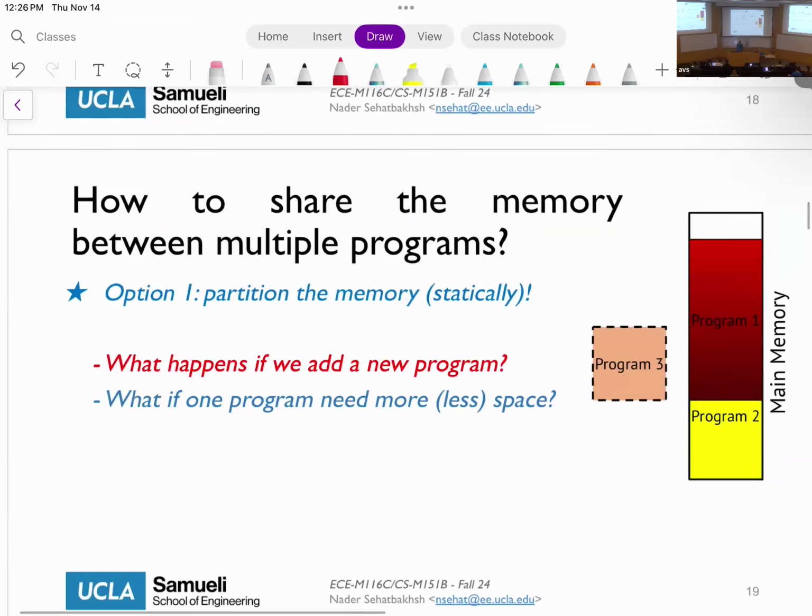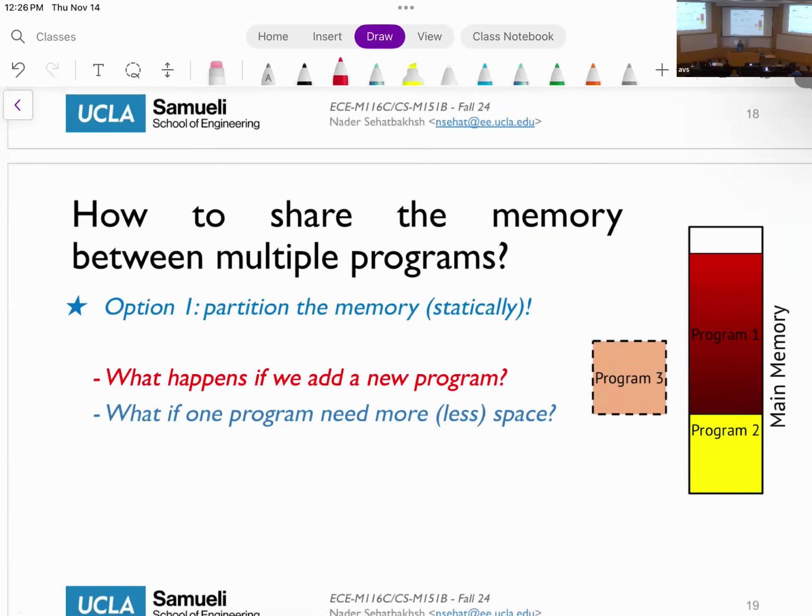Another thing that might happen is that not only programs, but also existing programs may want to change their sizes, right? Remember that many of our systems have a stack and heap. And stack and heap are not just a confined space, they can grow, okay? And if they grow, then the static space that we assign to them may need to grow more.